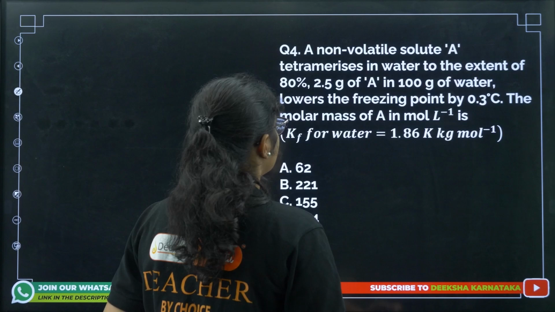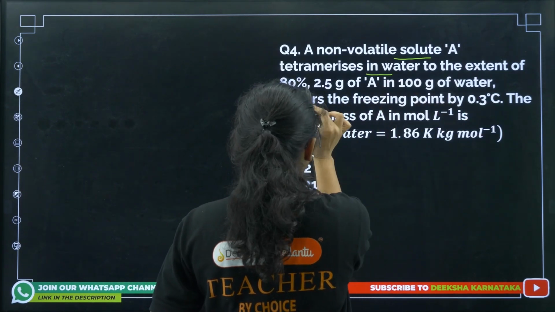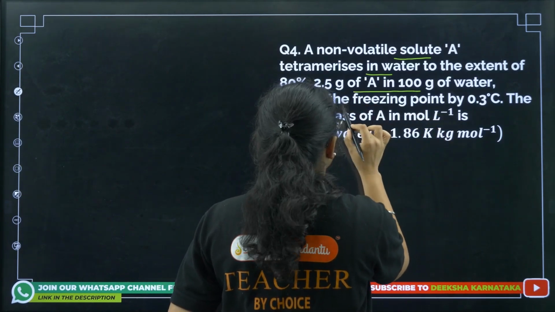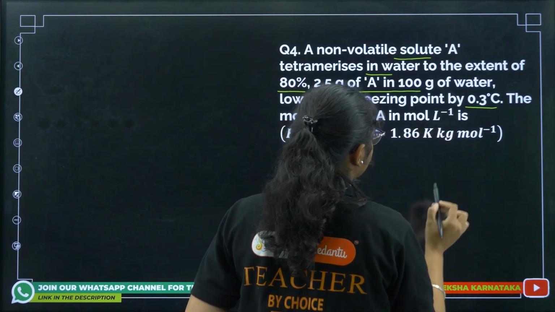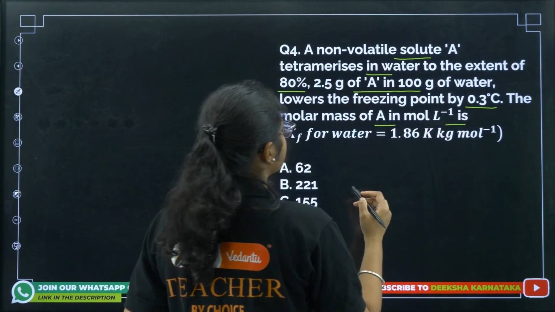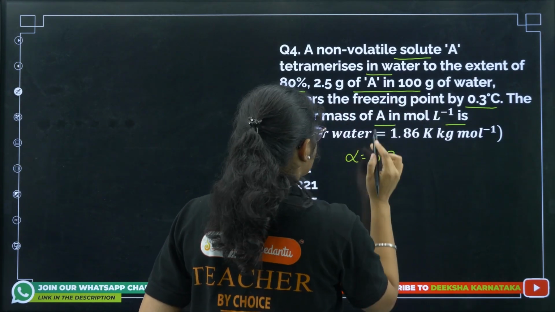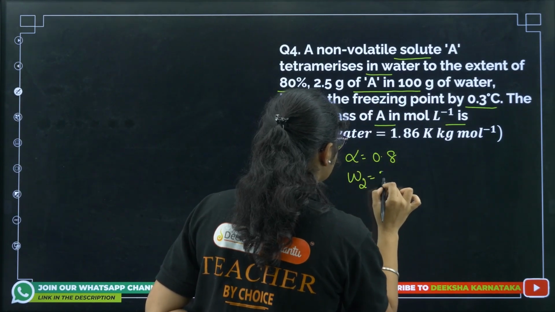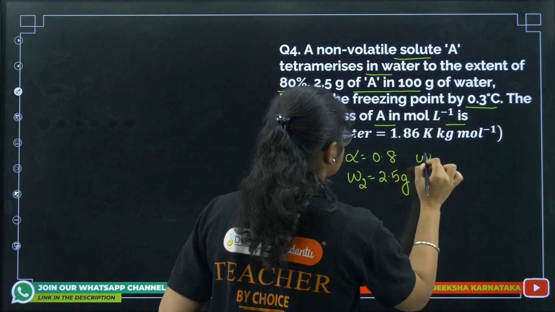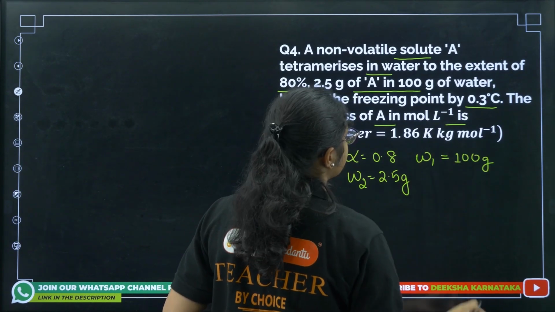A non-volatile solute A tetramerizes in water to the extent of 80%. 2.5 gram of A in 100 gram of water lowers the freezing point by 0.3 degrees Celsius. Molar mass of A is how much? First of all, what is the alpha value? 0.8, right? 80%. Mass of the solute is 2.5 gram. Mass of the solvent is 100 gram.